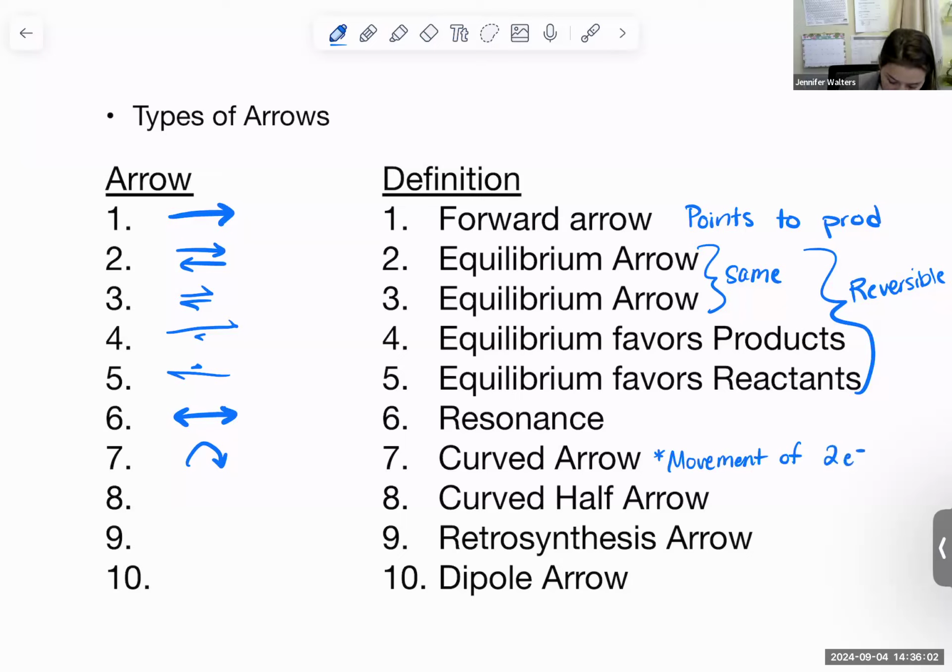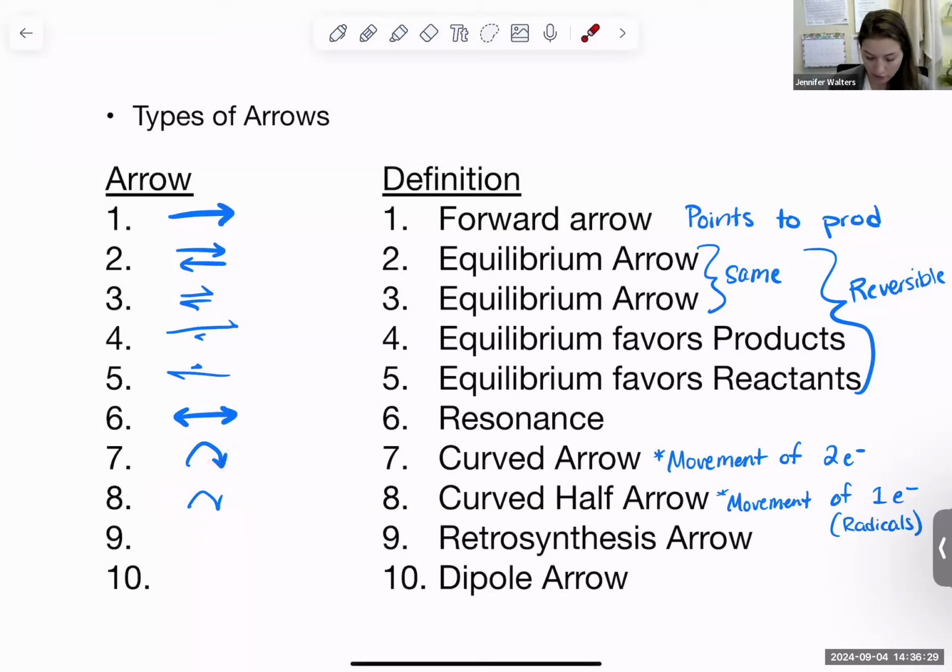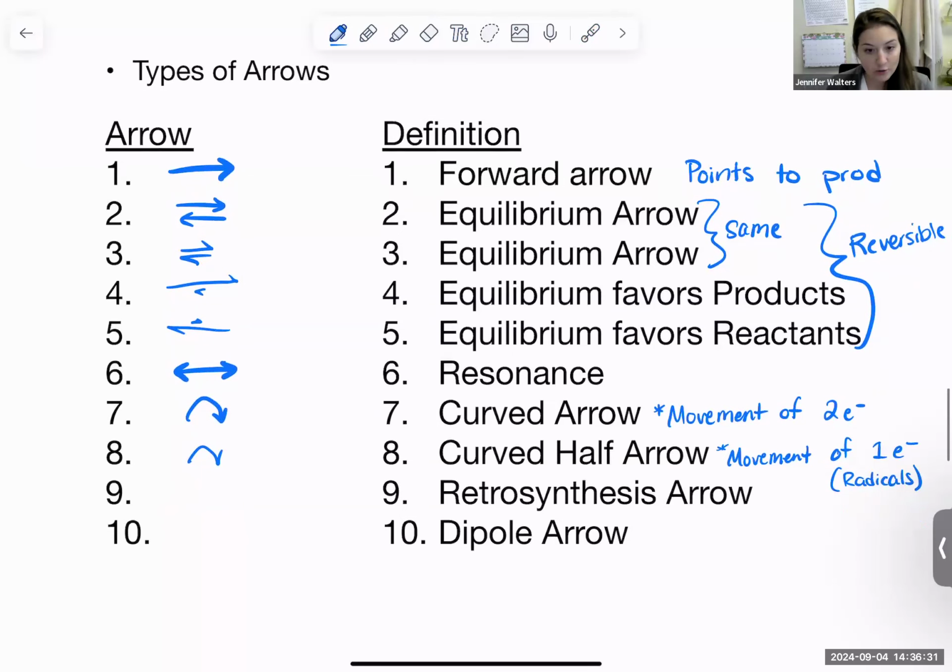Our half curved arrow has a half head, and this is the movement of 1 electron, which will be radicals. We are not going to deal with radicals until the very end of the semester. So we're not going to be using this arrow until the very end. This is the one that we're going to be using the most of, where we're showing 2 electrons coming through. Our retrosynthesis arrow is going to be this open arrow.